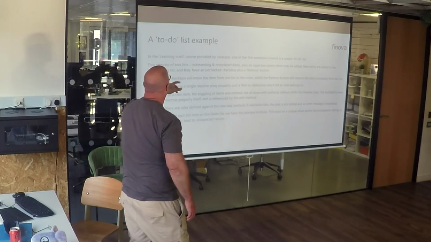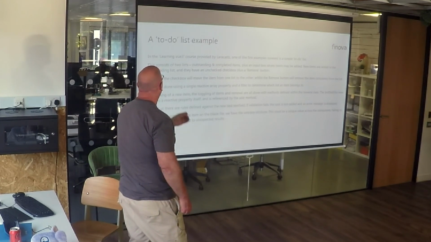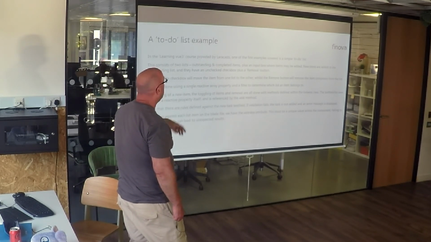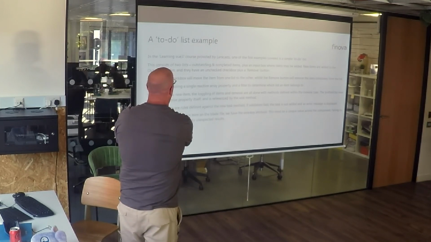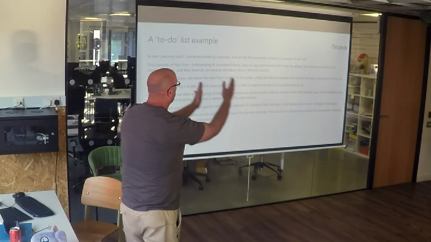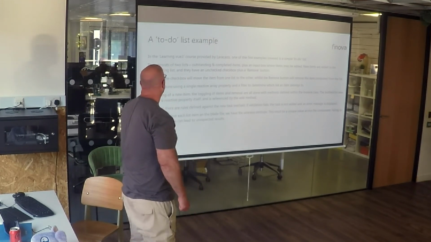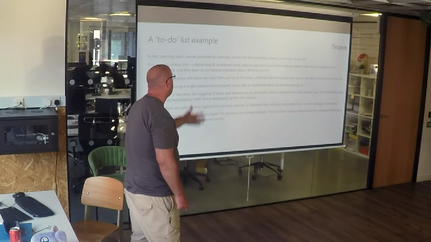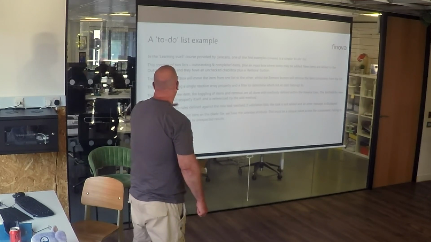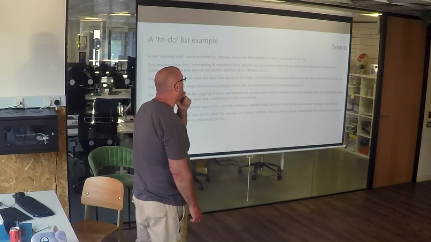So, to-do. In the Learning Vue 3 course provided by Laracasts, one of the first examples covered is a simple to-do list. There are two lists, outstanding and completed items, plus an input box where items may be added. New items are added to the outstanding list, and then they have an unchecked checkbox and a remove button. So you can toggle the checkbox and it'll move it from one place to the other, and remove just removes it from the list altogether. Now, this is all done using a single reactive array and a filter to determine which list an item belongs to, whether you've ticked it or not. And as you'll see in a moment, the adding of a new item, the toggling of items and removal are all done with methods within Livewire.